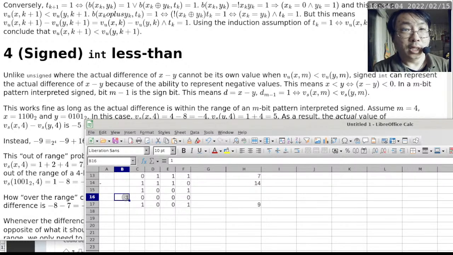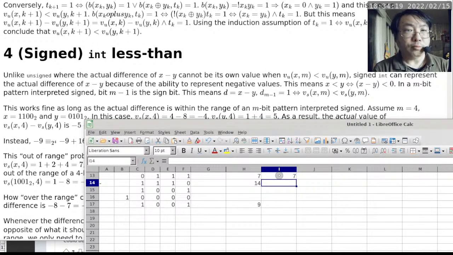Okay, that's all good. Now we look at the signed interpretation. Using the signed interpretation, this is 1 plus 2 plus 4 minus 0. It is still 7 because the most significant bit is 0. This one is now different because we have a 0 plus 2 plus 4 minus 8. So 2 plus 4 is 6, 6 minus 8 is negative 2. So the correct answer here is supposed to be 9 because 7 minus negative 2 is supposed to be 9. But what do we get instead?